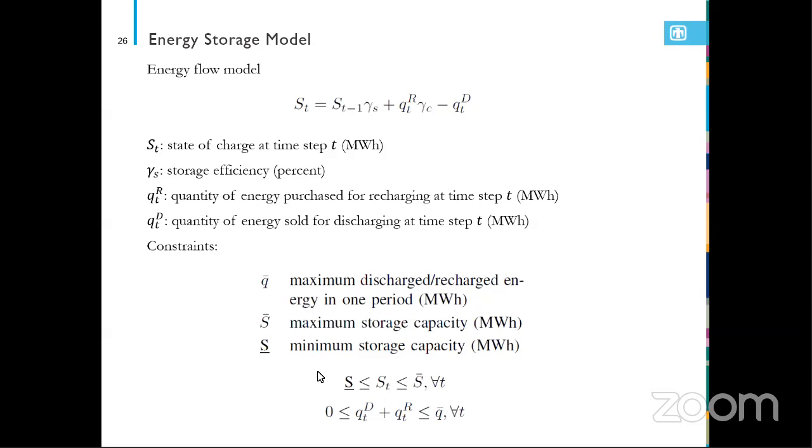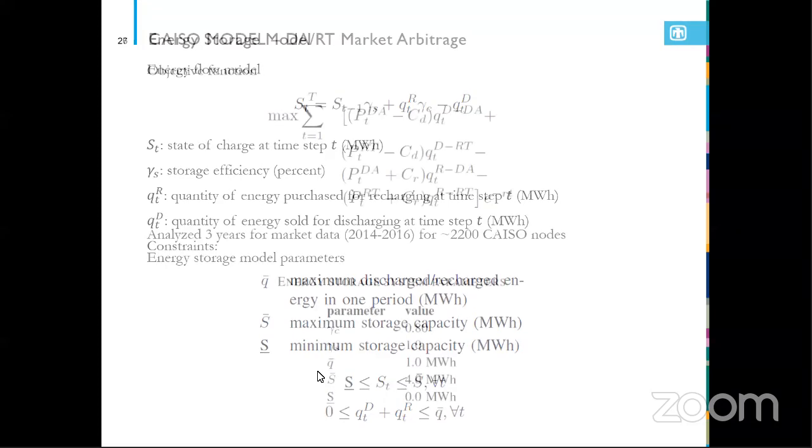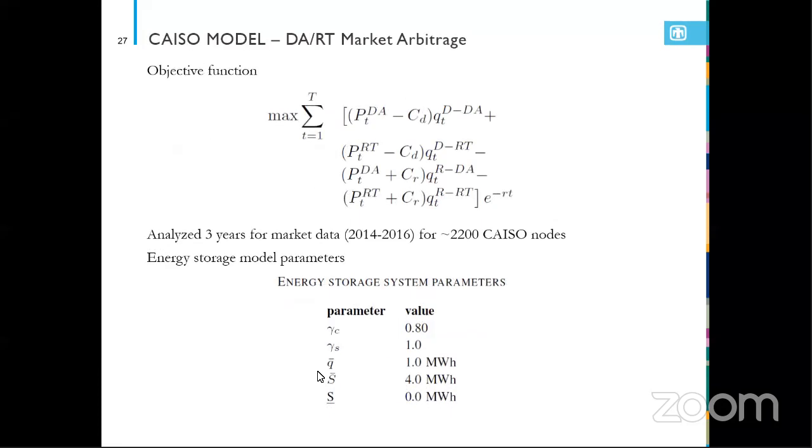Then you've got some constraints: the maximum energy that can be charged or discharged in a time period, which is a function of the power rating of the system. And then you've got a minimum and maximum state of charge. And then we define some kind of objective function. This example is for the day ahead and real-time market. You have prices associated with each market activity.